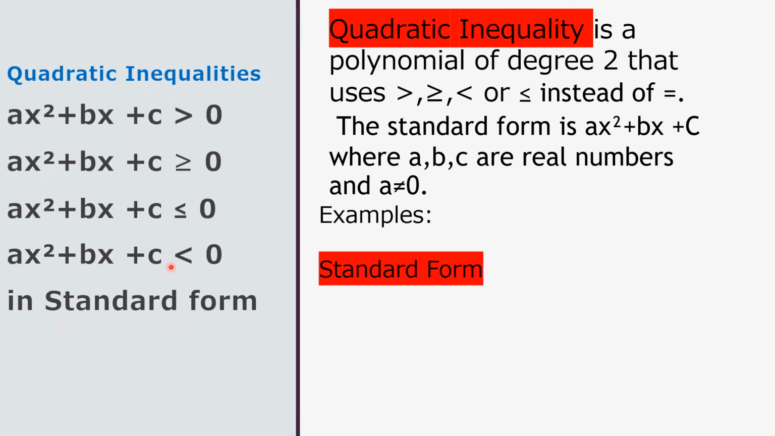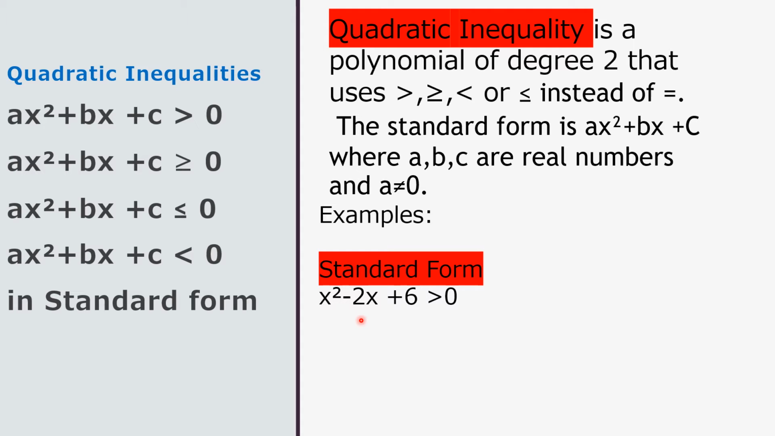Now, here are the quadratic inequalities in standard form: ax squared plus bx plus c greater than 0, ax squared plus bx plus c greater than or equal to 0, ax squared plus bx plus c less than or equal to 0, and ax squared plus bx plus c less than 0. So look at the inequality sign here. Let's have an example of quadratic inequalities in standard form.